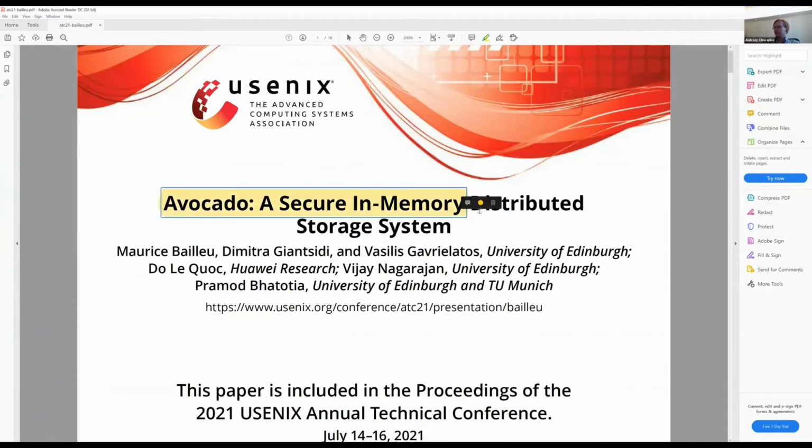Avocado is, as the title implies, a secure in-memory distributed storage system, right? And by secure, what they mean is it has to be tamper-proof, right? So the problem that the authors are solving, they compare it to BFT to a degree, but I don't necessarily agree that this is a BFT problem. I think it does have slightly different properties, but the idea is kind of similar.